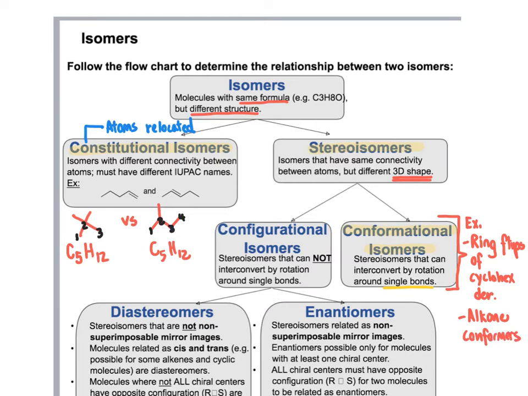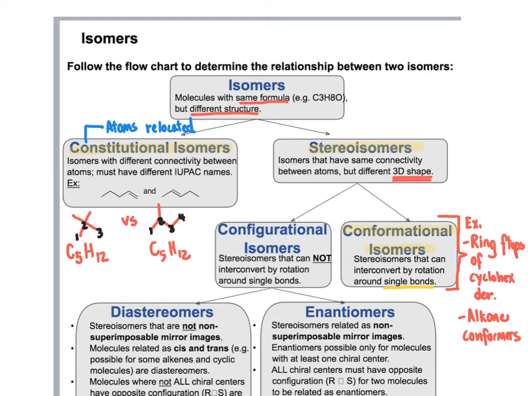So those are going to be your conformational isomers, and since we've already discussed those a couple of chapters ago, we're not going to go into a lot of detail here. We're just trying to establish the way to systematically use this flowchart to go about identifying the relationship between different molecules. So conformational isomers are going to be things like ring flips of cyclohexane derivatives and rotating around carbon-carbon single bonds of linear alkane molecules.